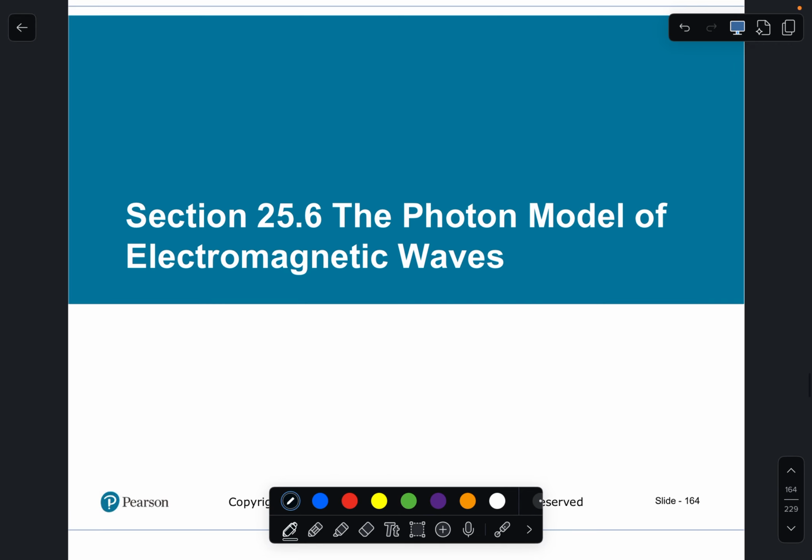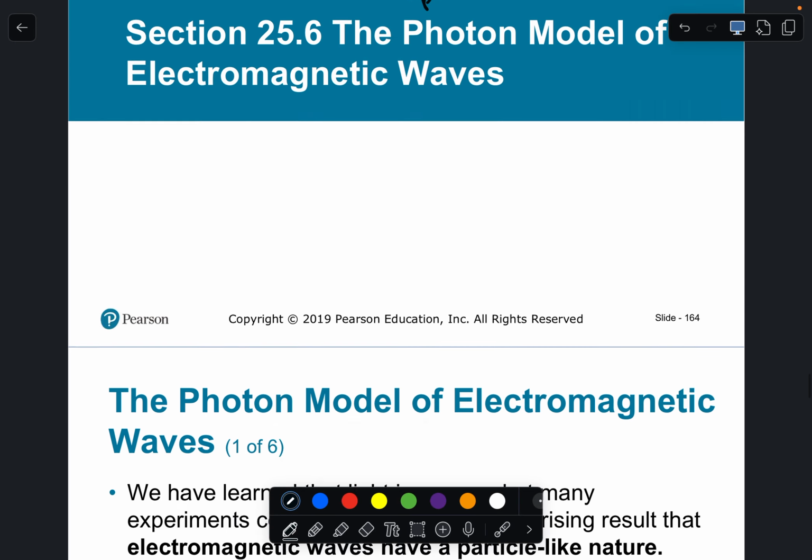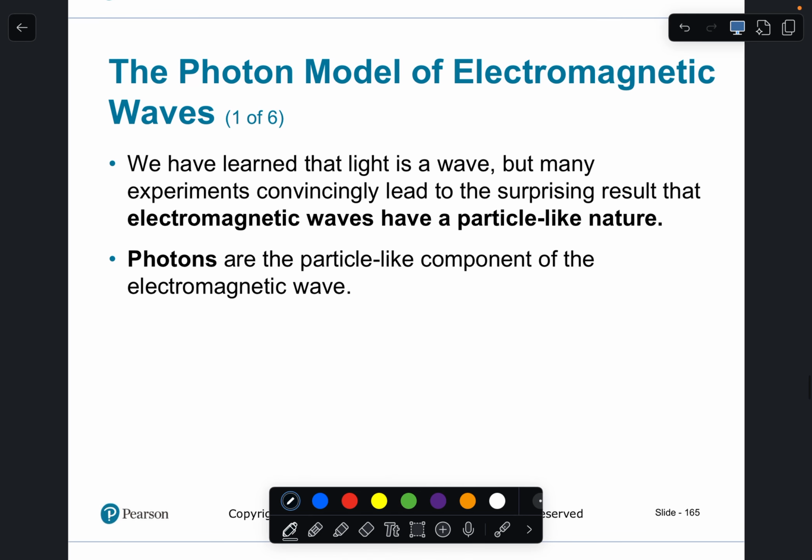So now we've finished talking about the wave properties of light, okay, ending with polarization. So now we're going to look at the particle or the photon model of light, okay? Photon is a particle. So electromagnetic waves have a particle-like nature. The particle part of the electromagnetic wave is called a photon. So that is a fictitious particle. It's not a real particle, not like an electron is real, okay? Protons are real. Photons are not real, but I guess they're real and not real at the same time. We can get real philosophical here, okay?